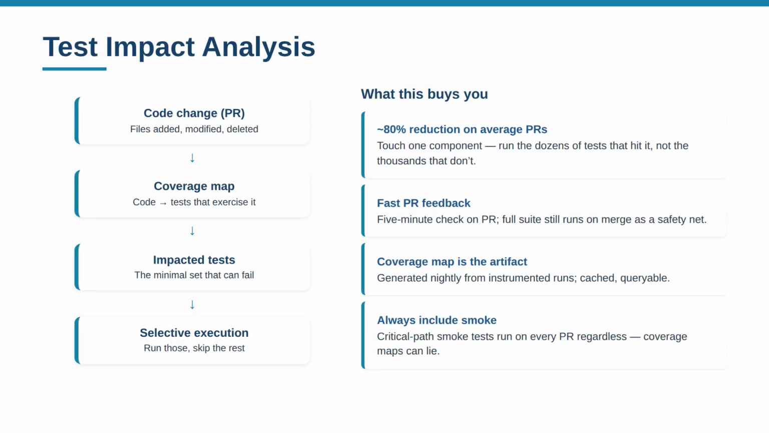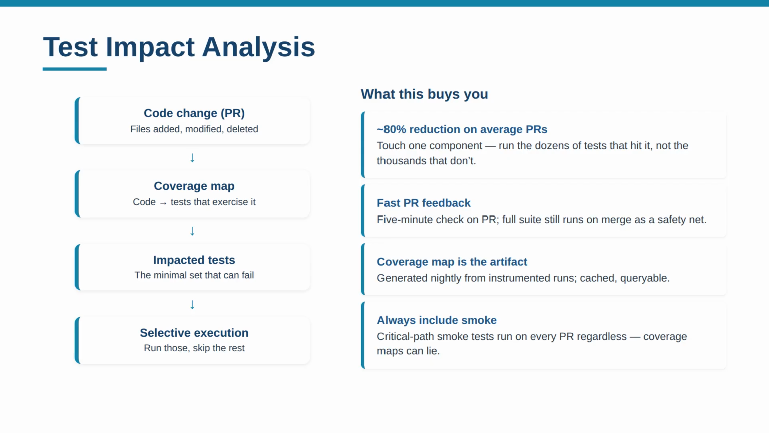Test impact analysis is how you turn a 10,000 test suite into a 200 test suite for the average pull request. The flow has 4 steps. A code change comes in as a pull request, files added, modified, or deleted. A coverage map, which was built nightly from instrumented full runs, maps each line of source code to the tests that exercise it. The coverage map identifies the impacted tests, the minimal set that could possibly fail given the changed files. Selective execution runs only those tests and skips the rest.